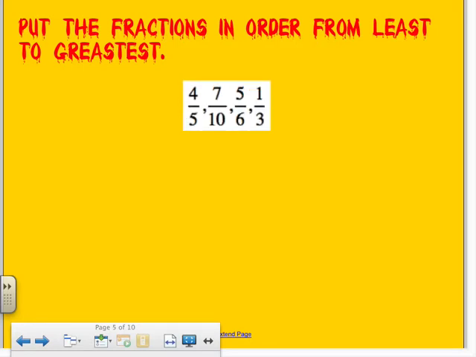So go ahead and pause it. Try this one on your own, putting them in order from least to greatest by finding equivalent fractions. All right, so let's check it. Your common denominator should be 30. So this would be times 6 for 4, times 3 for 10, times 5 for 6, and times 10 for 3. So these are your equivalent fractions.